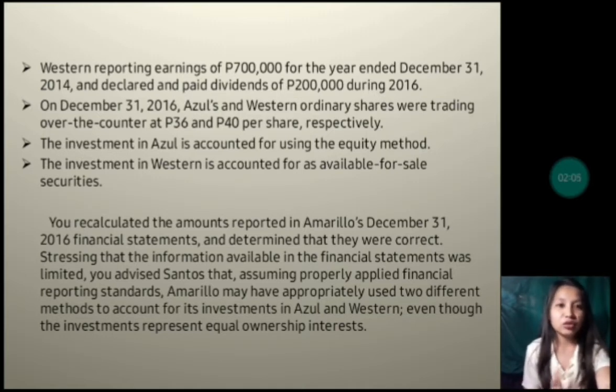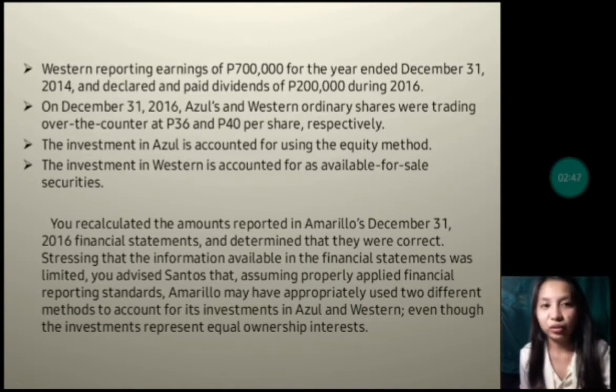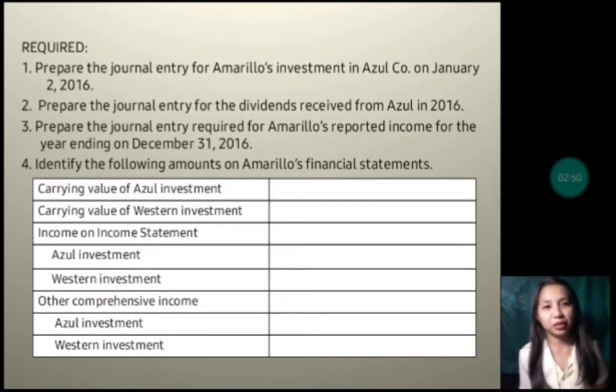And the investment in Azul is accounted for using the equity method, while the investment in Western is accounted for as available for sale securities. So here we calculated the amounts reported in Amarillo's December 31, 2016 financial statements and determined that they were correct. Stressing that the information available in the financial statements was limited, you advised Santos that, assuming properly applied financial reporting standards, Amarillo may have appropriately used 2 different methods to account for its investments in Azul and Western, even though the investments represent equal ownership interest. So these are the requirements for the problem.